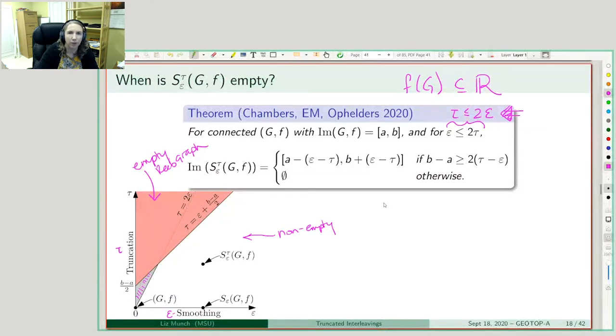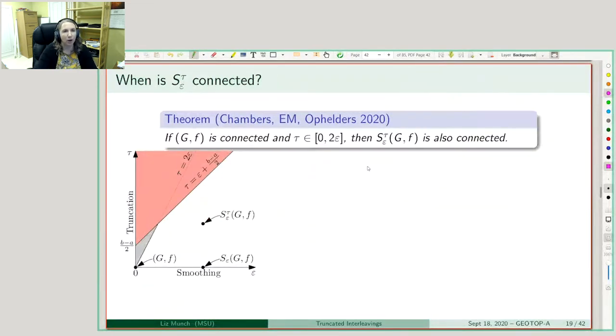Okay, let's talk about some other properties. So when is S epsilon tau connected? Again, if I start with a connected Reeb graph, I want to make sure that this procedure doesn't end up creating that two connected component issue that we had before. So if GF is connected and tau is again in 0 to 2 epsilon, then S epsilon tau is also connected. All right, so what does that mean? Well, that's as long as I'm down here. Oh, okay, this is actually probably better from this slide than the other one. If I'm down in this region below this thing all the way through that line, then I'm connected.